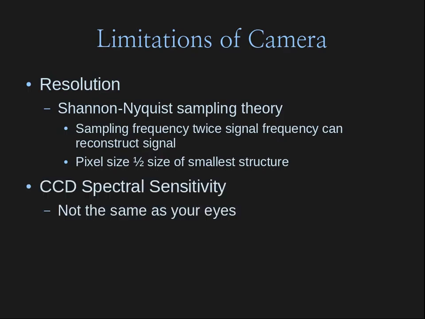Also, the sensor chip itself has some sort of spectral sensitivity. It's not the same as your eyes. The actual light that it is sensitive to is not going to be the same as what you can actually see. And this is something that you keep in mind. You look at the room and you think, oh, hey, I see certain things. A camera doesn't see those same things all the time.